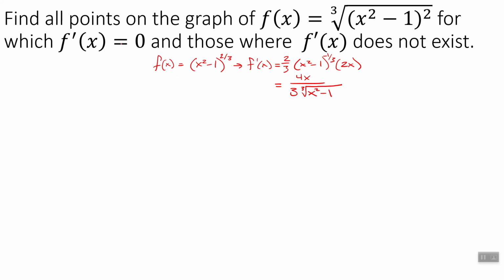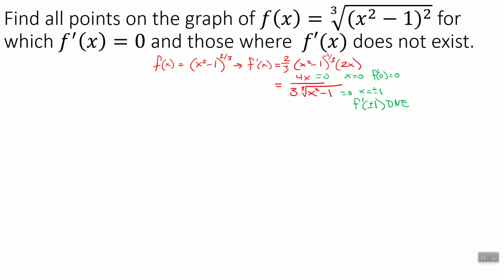All right, now we want to find where the derivative equals 0. Well, that's where the top equals 0. So the top equals 0 when x equals 0. So that means f prime of 0 will be 0. Where the bottom equals 0, that is when this guy equals 0, so x equals plus or minus 1. So f prime of plus or minus 1 does not exist. Looks like that would be a vertical asymptote on the derivative. All right, so there we found those.